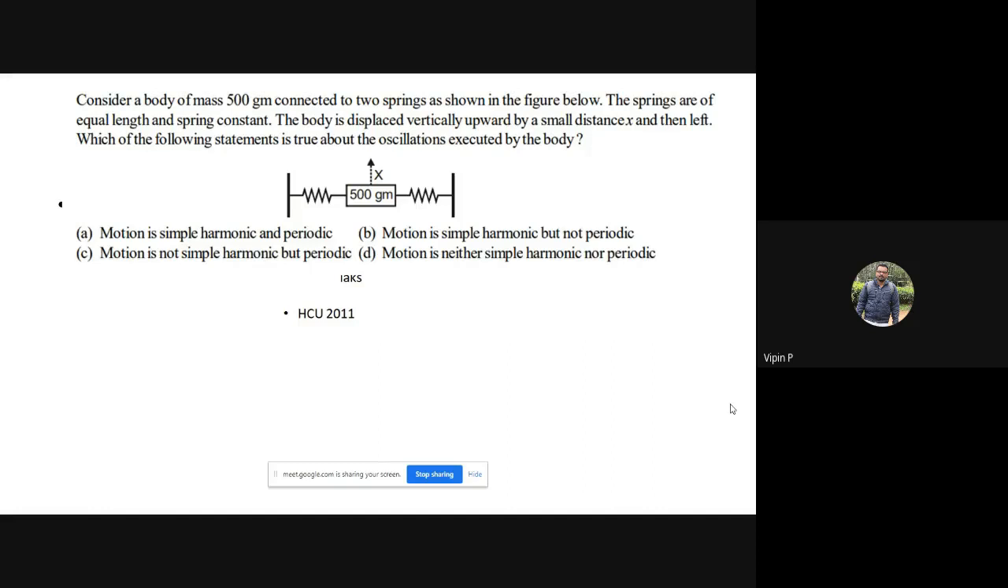So consider a body of mass 500 gram connected to two springs as shown in the figure below. The springs are of equal length and of same spring constant. The body is displaced vertically upwards by a small distance x and then left. Which of the following statements is true about the oscillations executed by the body?